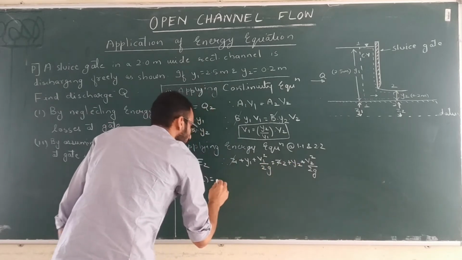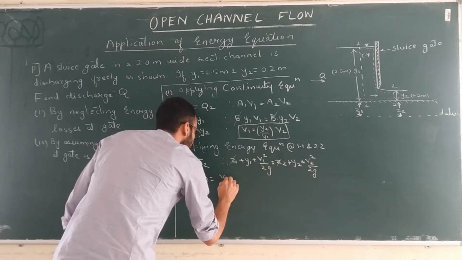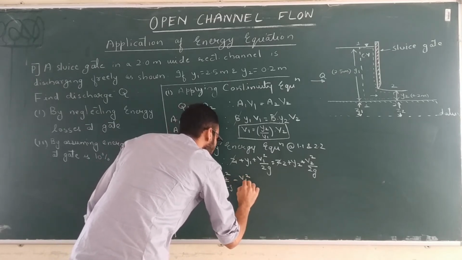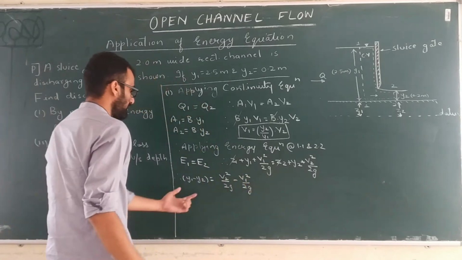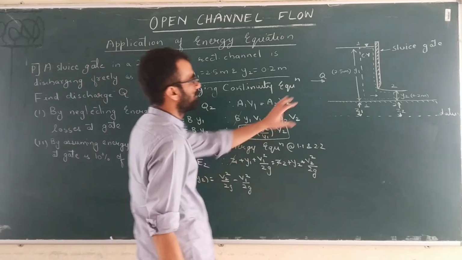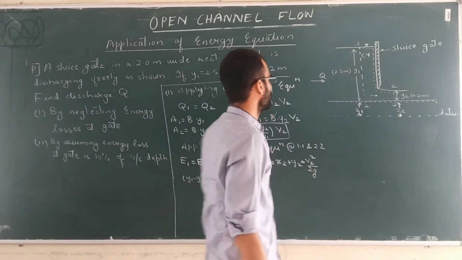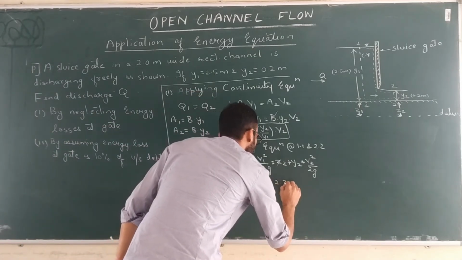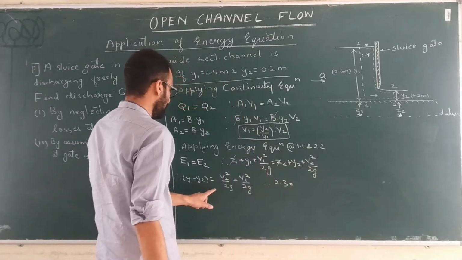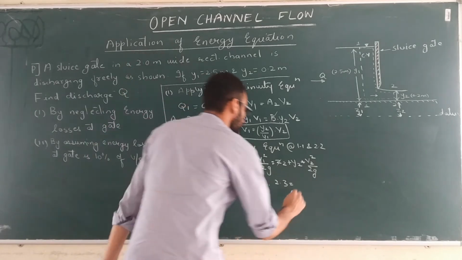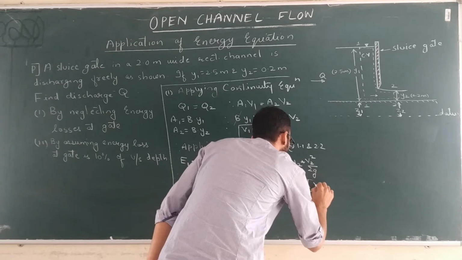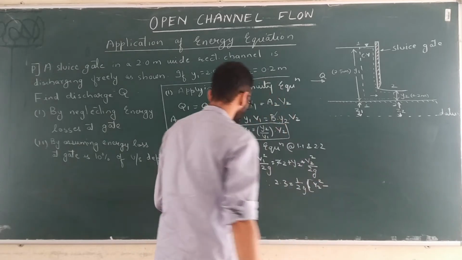So I can write Y1 minus Y2 is equal to V2 square by 2G minus V1 square by 2G, with the V1 term going to the right hand side. Y1 is 2.5, Y2 is 0.2, so Y1 minus Y2 is 2.3. Therefore 2.3 equals 1 by 2G common, times V2 square minus V1 square.